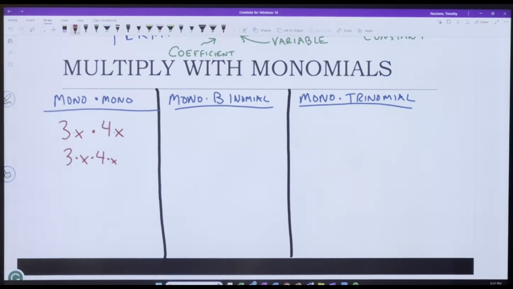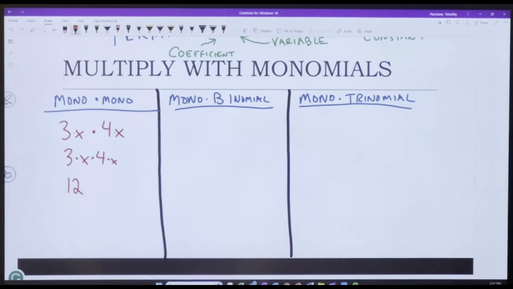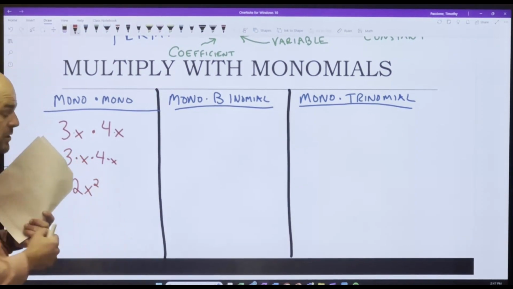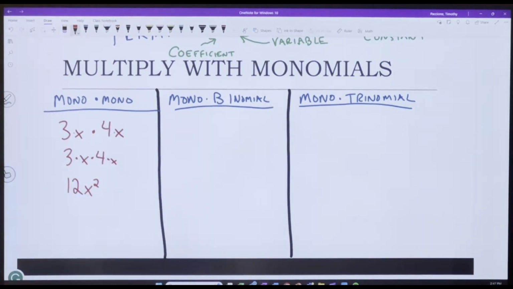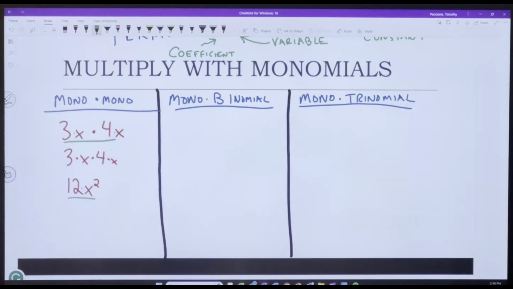So what can I multiply by each other in this situation? 3 and 4 gives me 12. What else can I multiply by? X times x is x squared. Can I do anything more with 12 or x squared? No, so I leave them written as the expression 12 times x squared, because that's as far as I can go with it. Do we have to write 12 times? No, you never have to. But I want you to understand why this becomes this, okay? It's because you're multiplying what you can, and then you're not going any further than that.